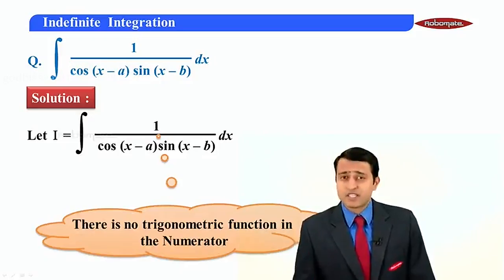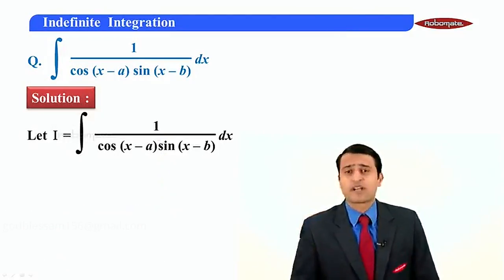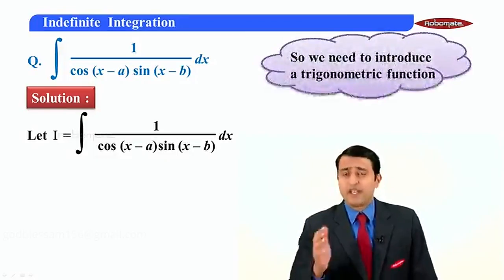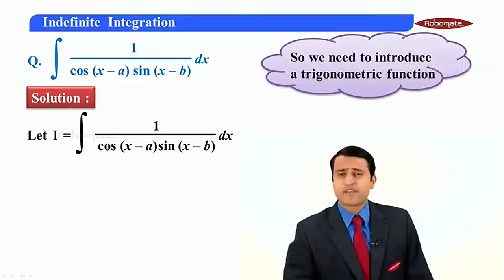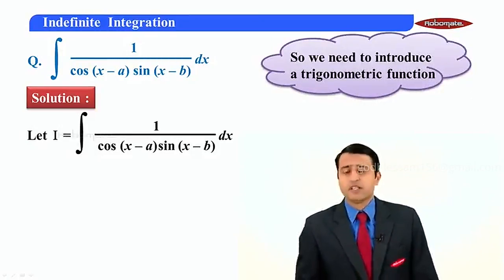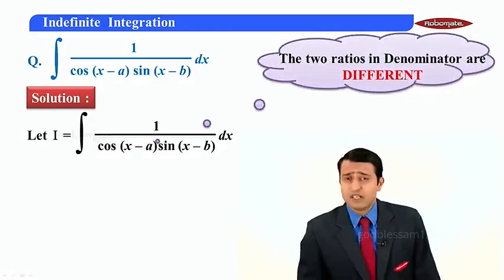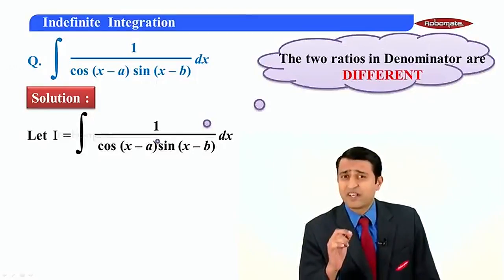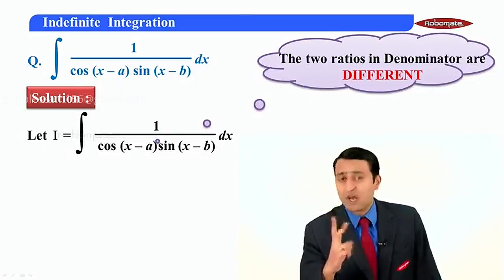So in this case, what we are supposed to do is introduce a trigonometric function in the numerator. Now my dear students, which trigonometric function should we introduce? For that, you have to remember something. Here we have two different trigonometric functions in the denominator. One is cos, the other one is sine. So we have two different functions in the denominator.